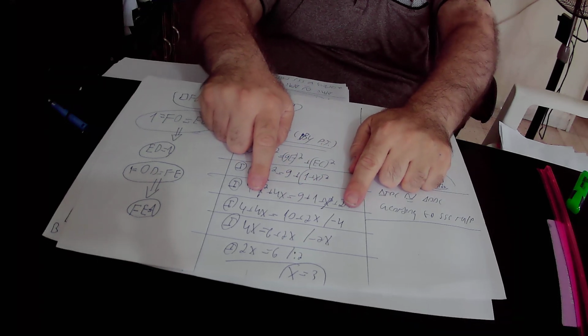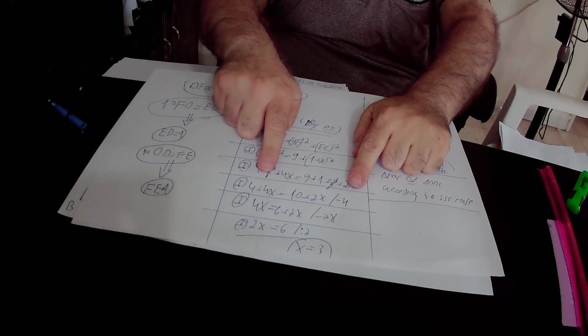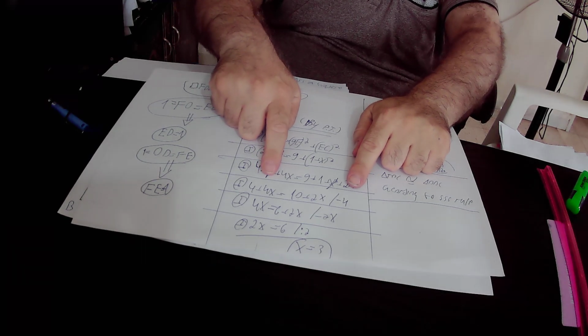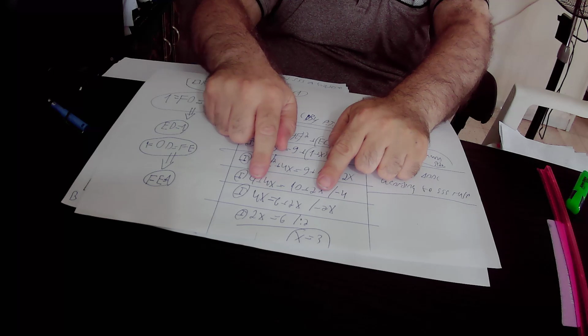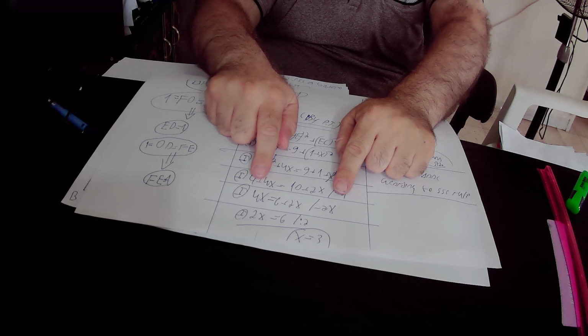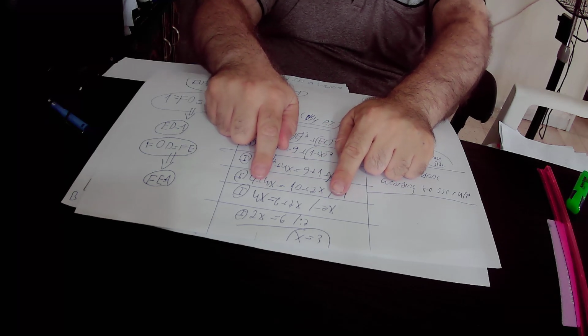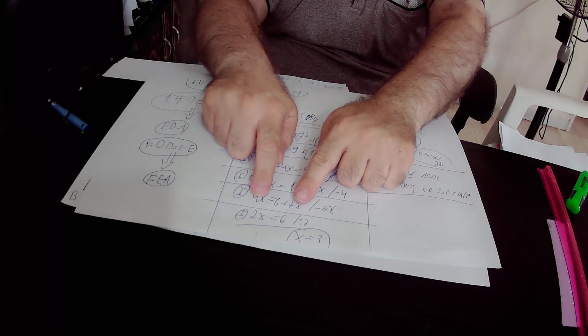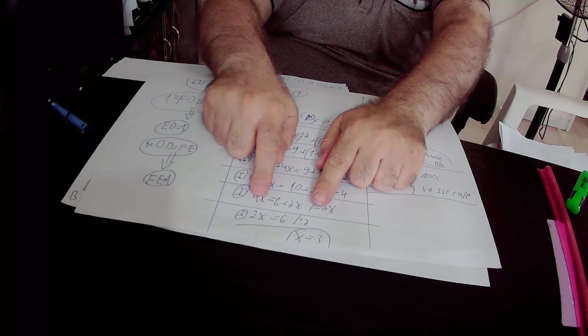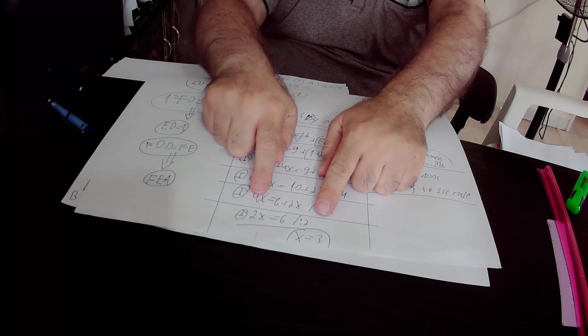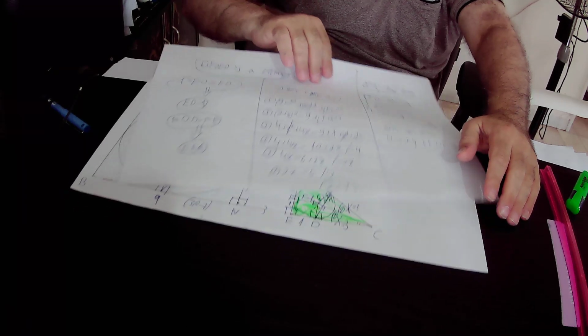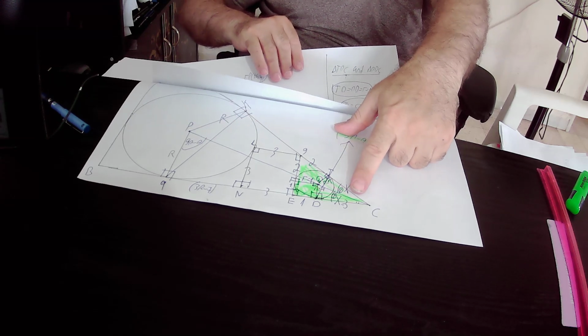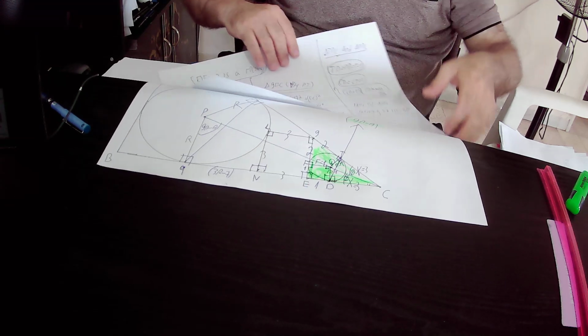Here we subtracted 4 from this equation number 1, and found that 4x equals 10 minus 4, which is 6, plus 2x. Here we subtracted 2x from this equation number 1, and found that 4x minus 2x is 2x, so 2x equals 6. Here we divided this equation by 2, and we found that x equals 6 over 2, that is 3. So here x equals 3. Okay.